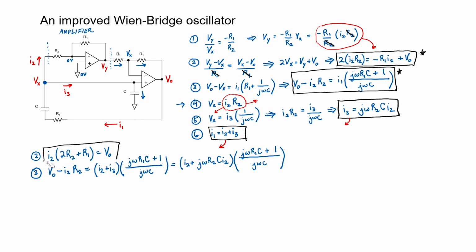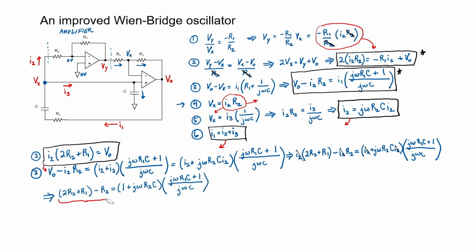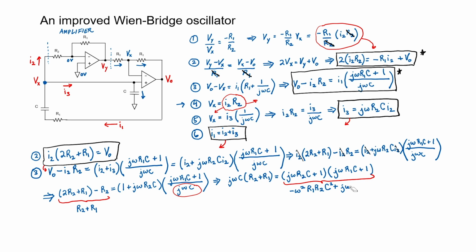We have an expression for the output voltage. Let's substitute that into equation 3. We can cancel the current I2 from each term in this equation. We can simplify the left side a little bit. Let's now multiply both sides of this equation by j omega C. This equation is very interesting because we have an imaginary term on the left-hand side of the equation that cancels an imaginary term from the right-hand side of the equation. We end up with only real numbers. This is a very special oscillator because we end up with only one condition for oscillation, and that's the frequency. There's no specific requirement on the gain.